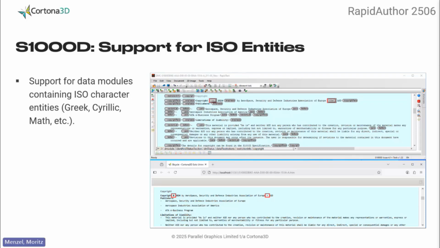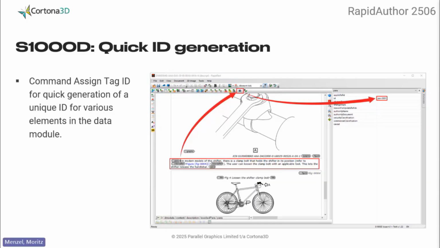Existing data modules containing ISO character entities, such as Greek, Cyrillic, or math characters, can now be attached to RapidAuthor projects. Previously, such data modules were not supported. Another frequently performed action is now also much quicker: the creation of unique identifiers for data module elements. This can now be done with a simple mouse click via the new command assign tag ID.